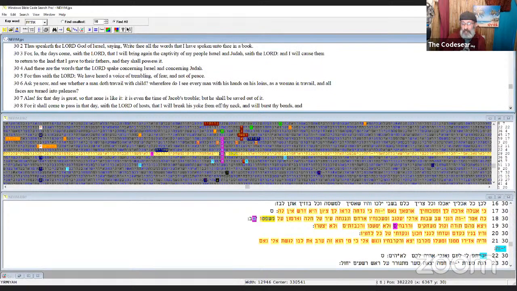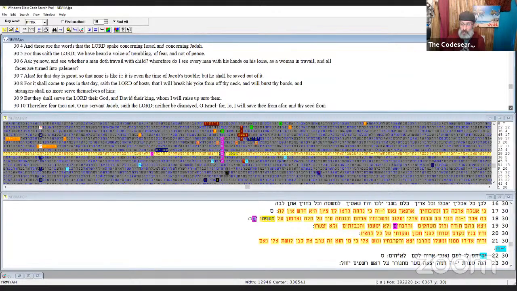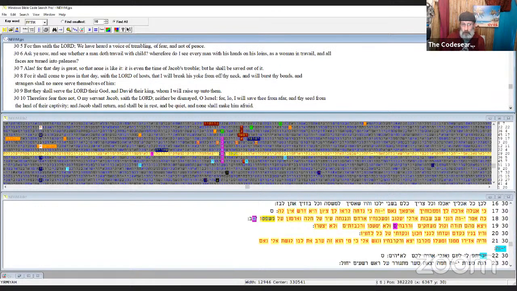For it shall come to pass in that day, saith Yahuwah Zavaot, that I will break his yoke off thy neck, and I will burst thy bonds, and strangers shall no more serve themselves of him. Jacob's being oppressed. But they shall serve Yahuwah their Elohim, and their David their king, whom I will raise up to them.